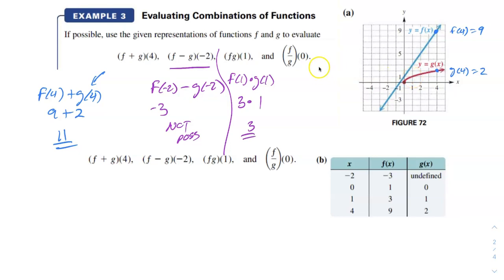And then the next one here, f over g of 0. So it's just f of 0 over g of 0. f of 0 is just the origin. So remember x equals 0, so f of 0 would be 1. And then g of 0 is the red line, and that is 0. Well, we can't divide by 0, so this does not exist, or undefined. Undefined is better. So there we go. That's how we do these function operations using a graph.